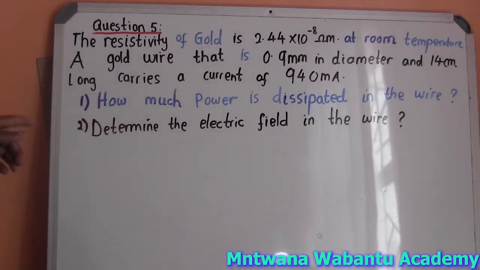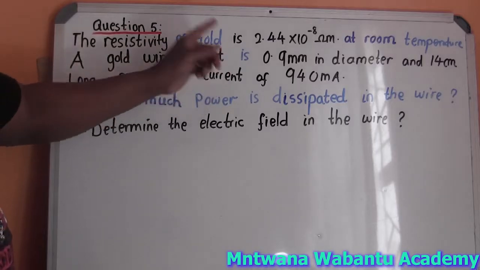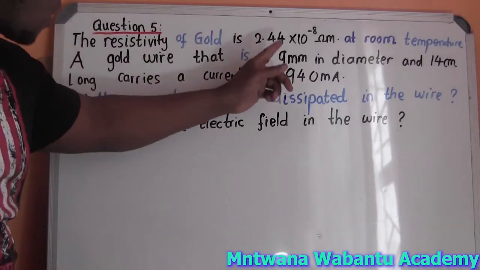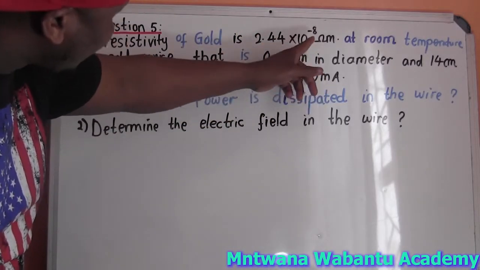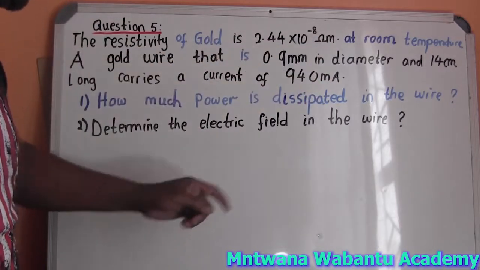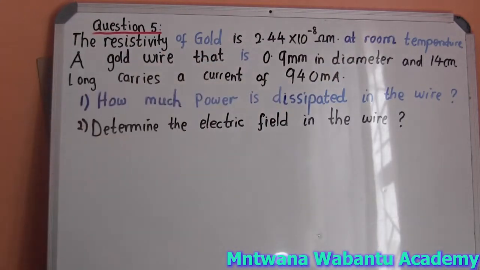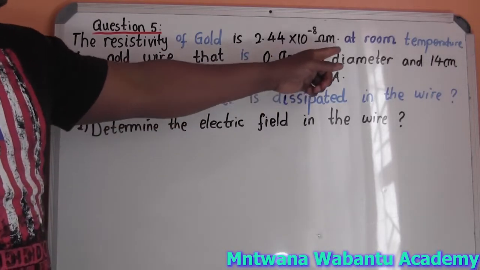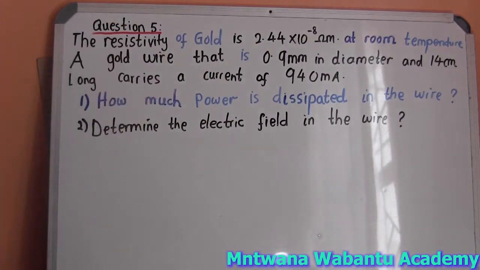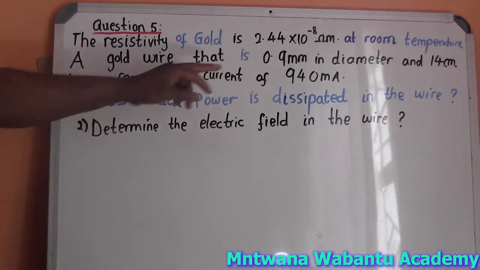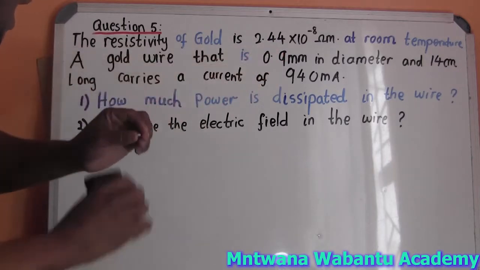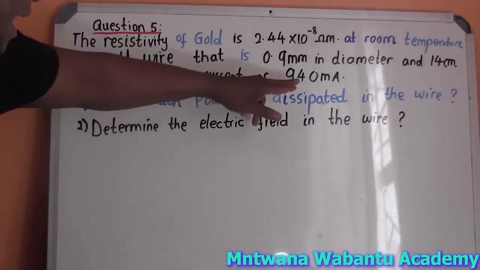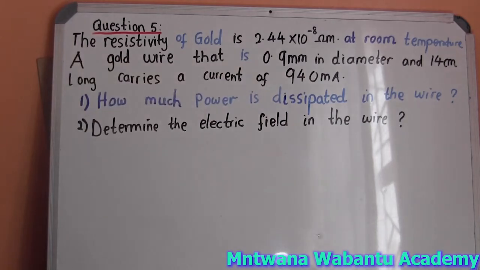So, obviously here, the resistivity of gold is equal to 0.44 times 10 power negative 8 ohm meter at room temperature. At room temperature, the gold wire is 0.9 millimeter in diameter and 14 long. So we have that wire, which has this diameter and this length, and there's a current of 94 milliampere.